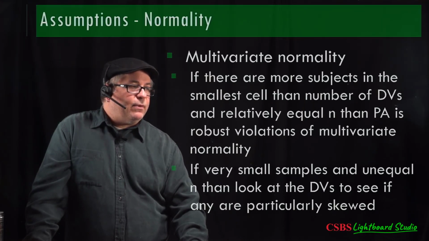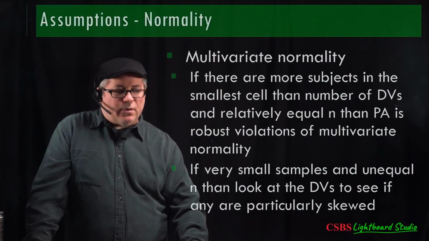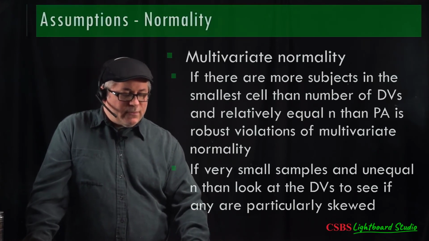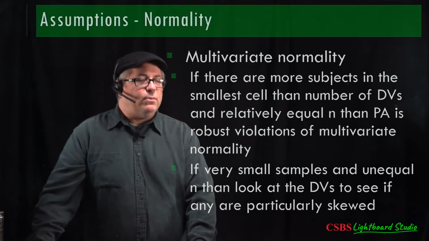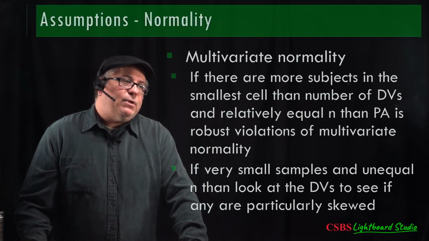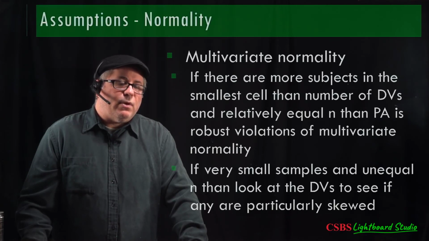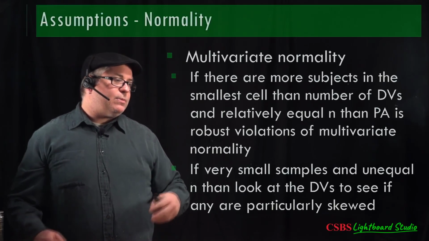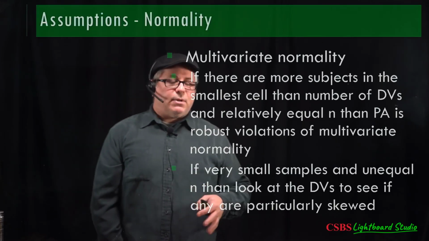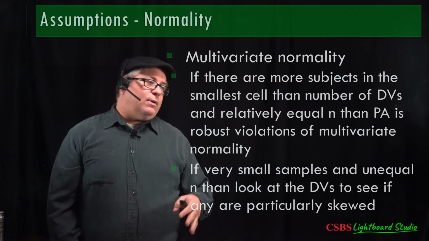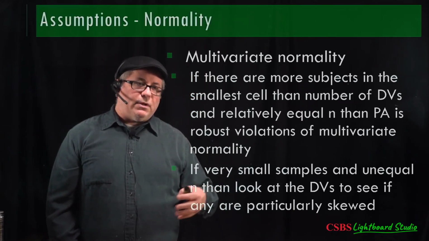But with very small samples and unequal n, you need to look at the DVs to see if there's skewness univariately, and there are some ways of graphing them multivariately too, but that would go outside of SPSS. You might be able to do some multivariate normality graphing and see if there are combinations of things causing issues. Other programs, when you get to things like structural equation modeling, actually test for multivariate normality and will tell you if it's violated as part of the output without even asking for it.